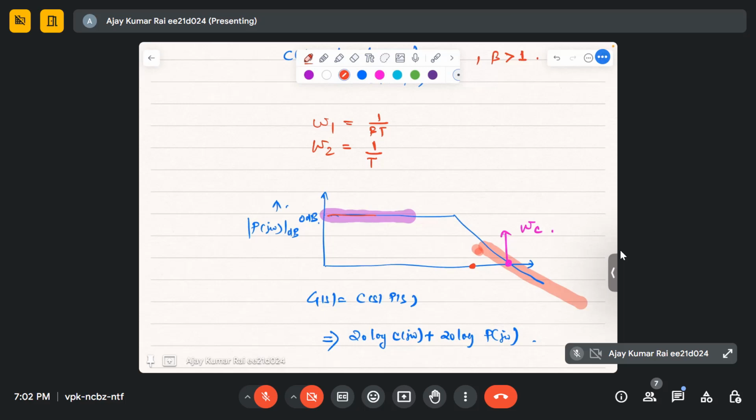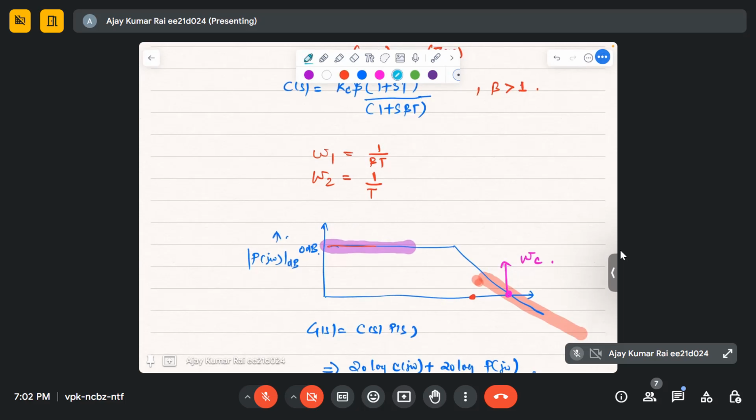So lower bandwidth means sluggish response, because bandwidth is related to the transient response. More the bandwidth, better the transient response. But on the flip side, what is happening? You'll get higher frequency noise.